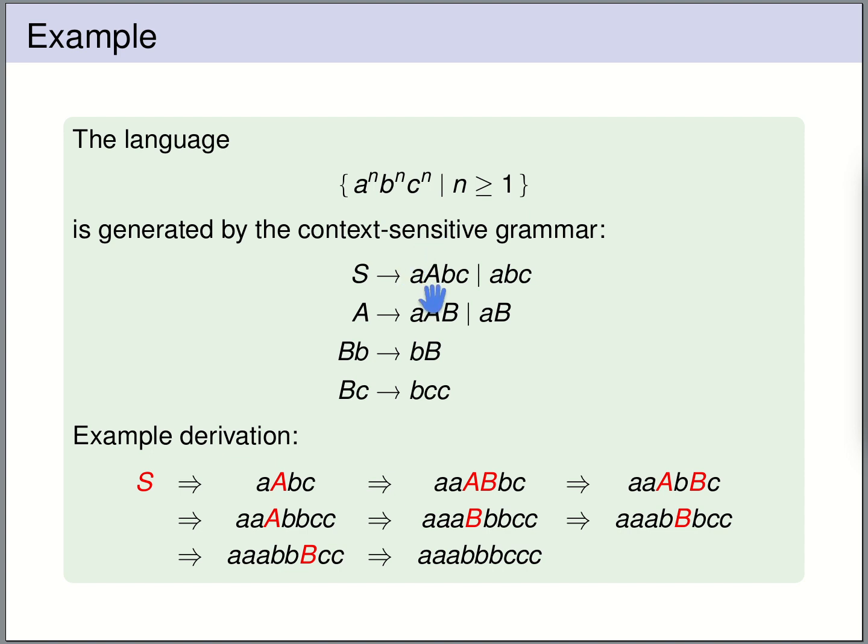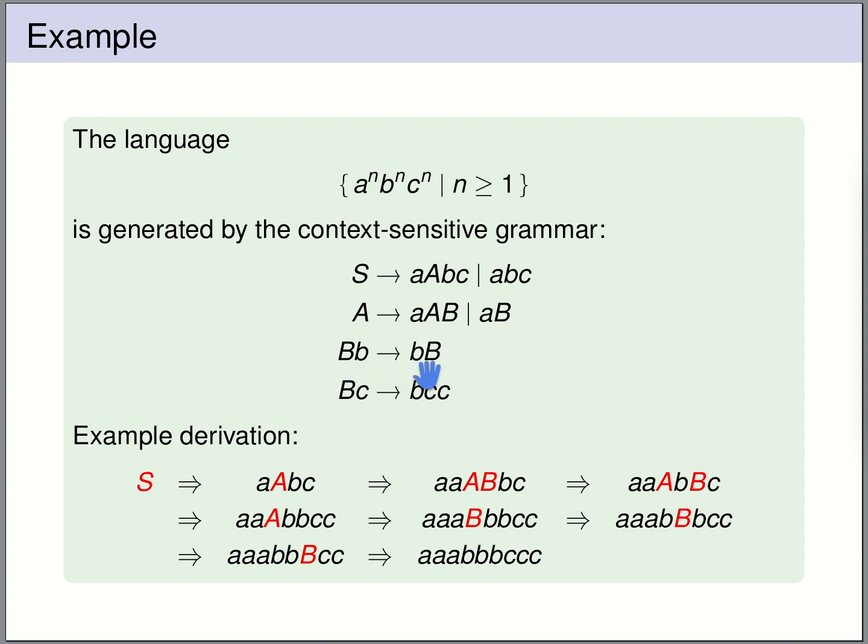Now, this variable A stands at the end of the a's in front. And from the variable A, we can generate more terminal letters a. And for each terminal letter a that we generate, we also generate a variable B. Now what's the task of the variable B? The variable B stands in front of the b's that we have produced. So the variable B now walks over the b's.